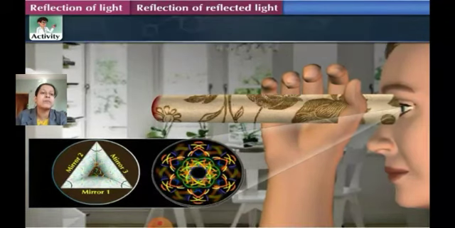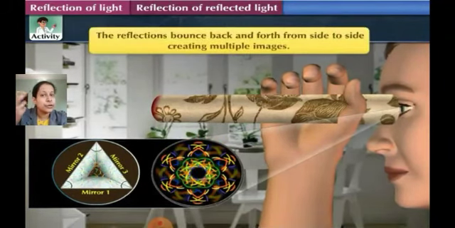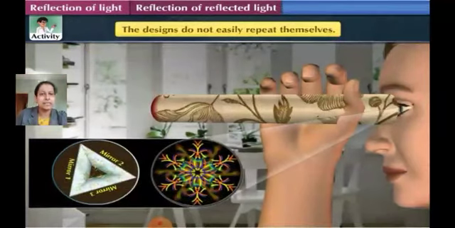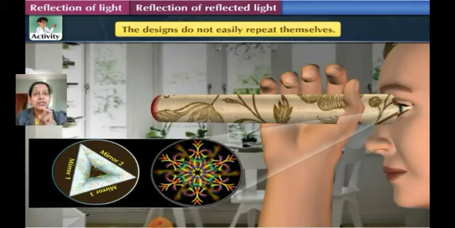Every time the images will be becoming different. It's because the reflection of the reflected light is taking place, and every time you will not have the same bead or the same glass piece coming in that same position, and therefore it is getting reflected multiple times. So the speciality of this kaleidoscope is that the designs do not easily repeat themselves, okay, and therefore every time you will have different images inside the hollow tube.